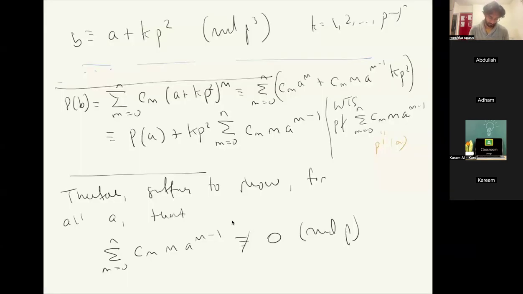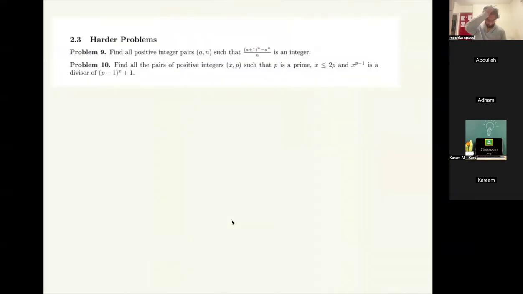Okay, so I want to do one more problem. I want to do some problems that are from previous IMOs. Let's look at this one problem here.